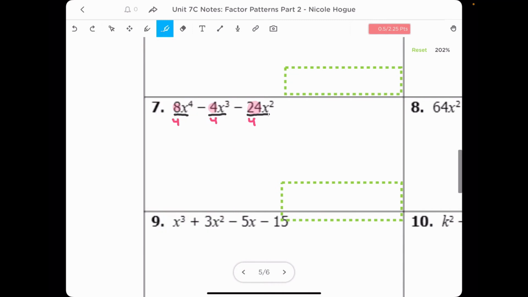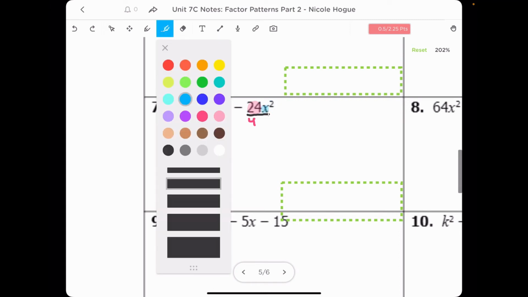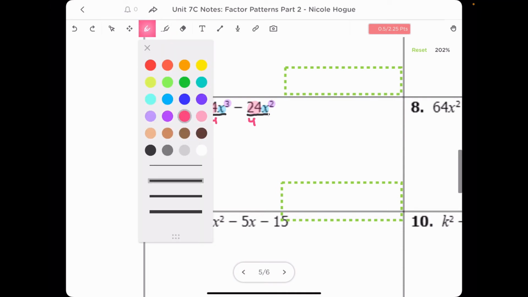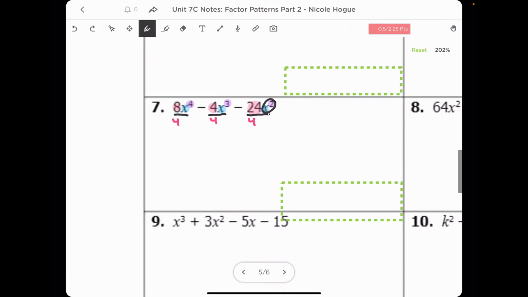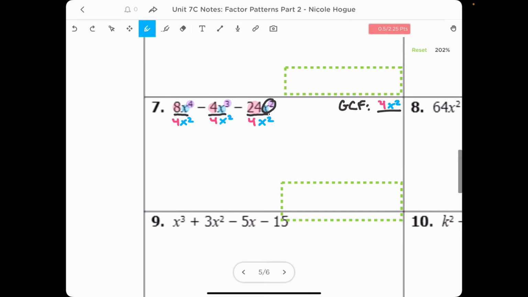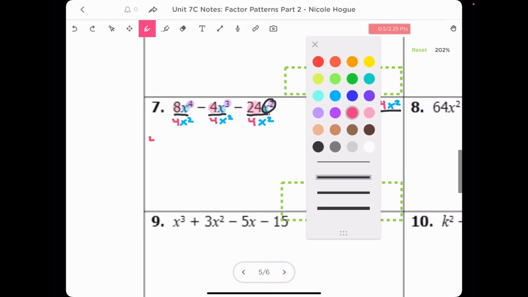Now, looking at the x to the 4th, x to the 3rd, and x squared, remember we always pay attention to the actual exponents, and you want to pick the one that has the smallest exponent. So in this case, the x squared is going to be our greatest common factor between our x's. So our greatest common factor is going to be 4x squared. All right, and now that's what we're going to factor out.